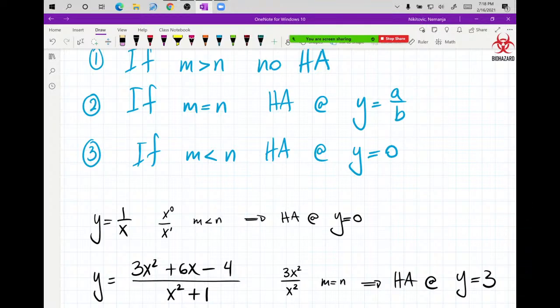It's very simple to use this, but you have to remember the rules. So when the denominator has the bigger power, the asymptote is always 0. When the numerator has the bigger power, then there is no asymptote whatsoever. And if they're the same, just take the leading term coefficients and divide them. And that's your asymptote.